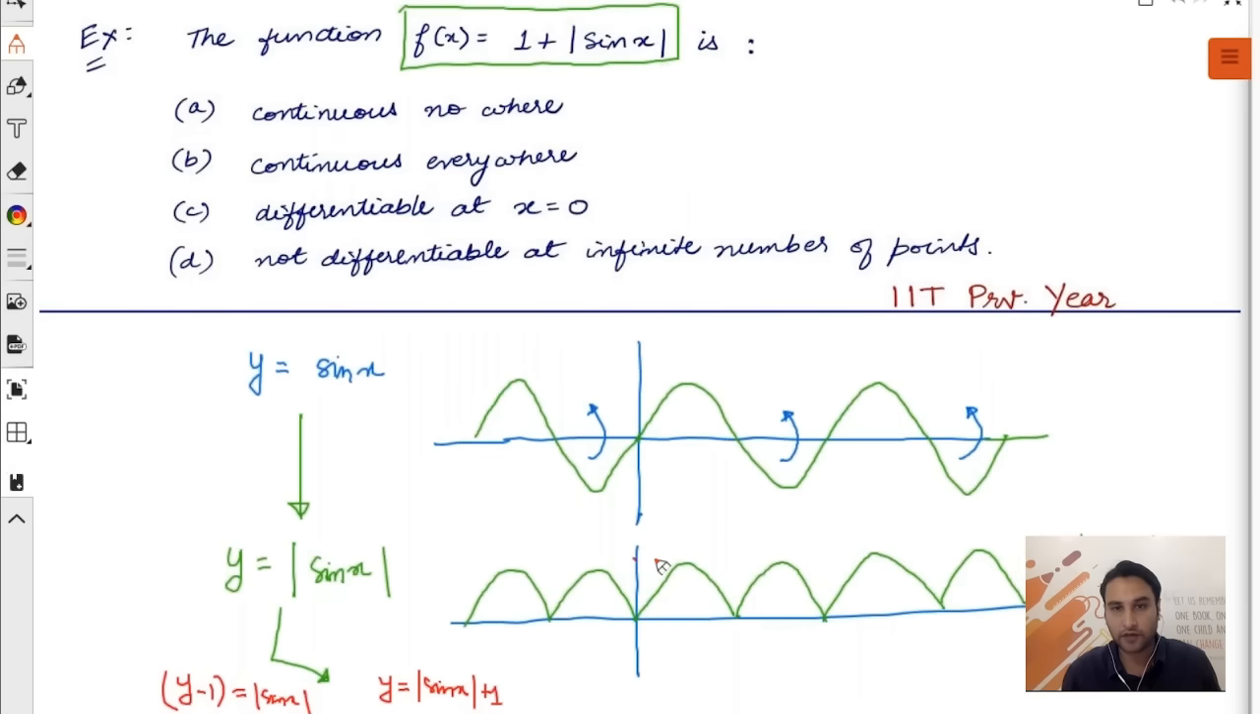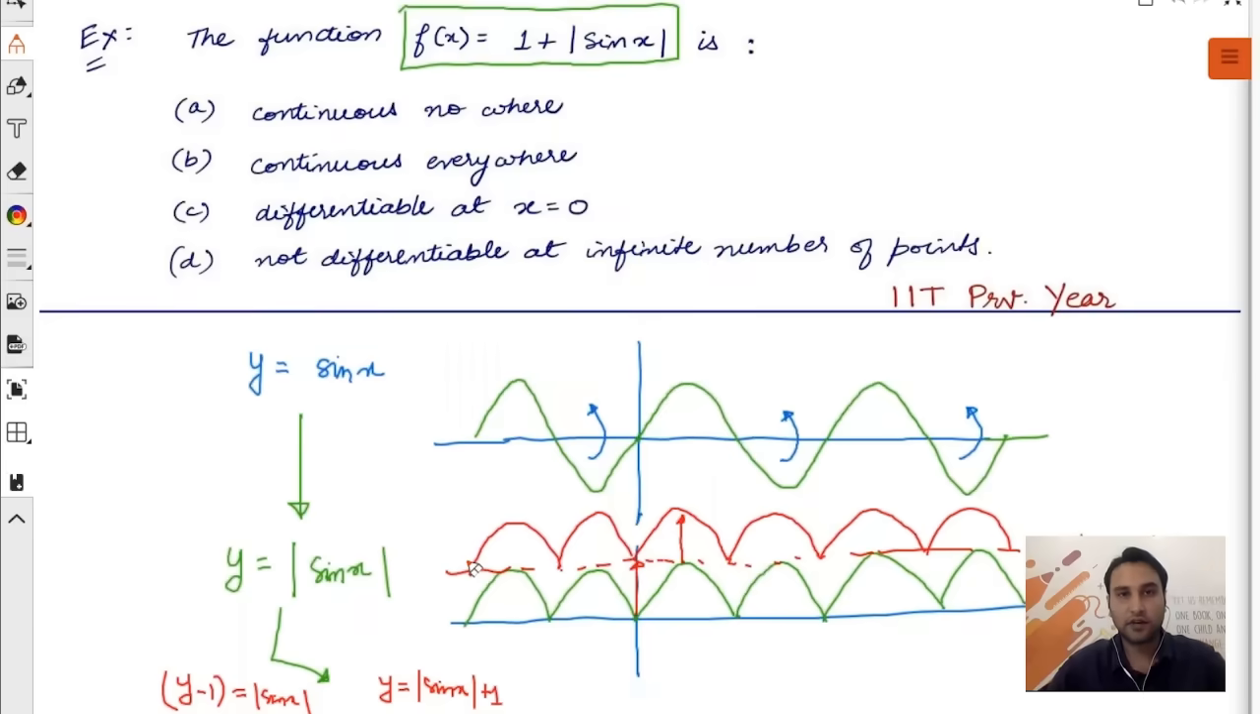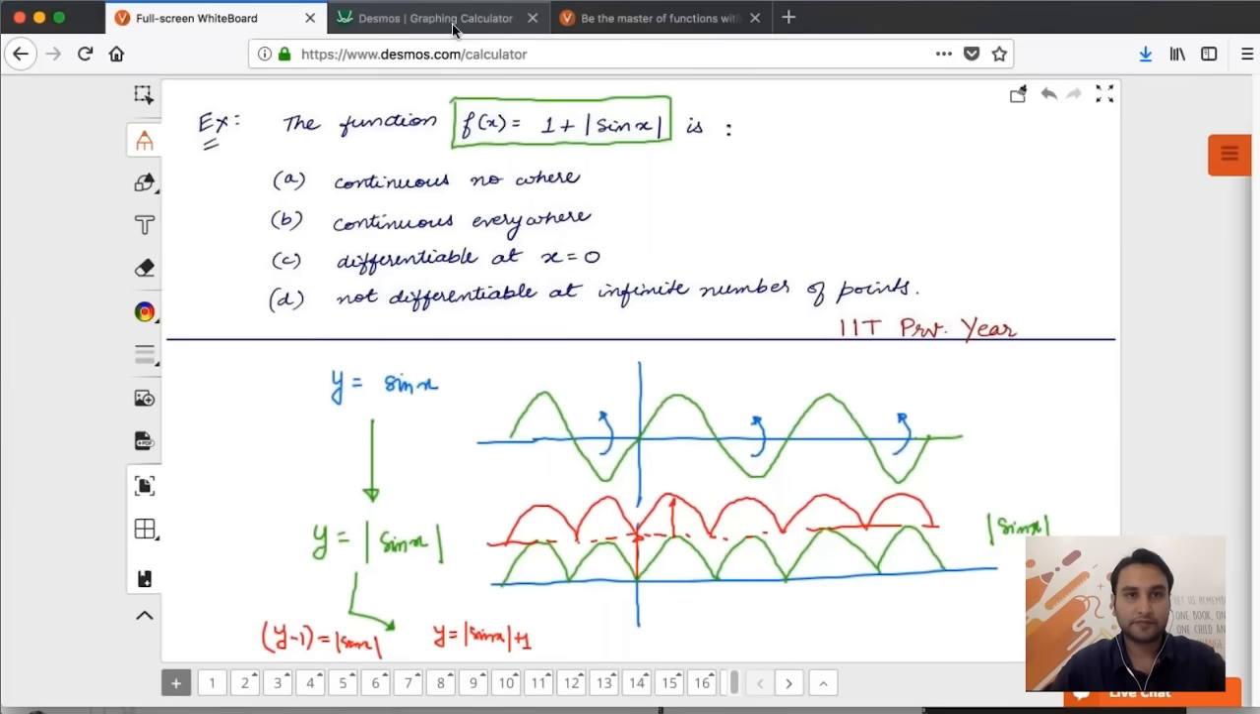So how will your graph look? This entire green graph, which is mod sin x, will now shift up by 1. All the points will have shifted up by 1. How will the graph look? That's it. This red graph is your required graph. Okay? Shall I show it once again? I'll quickly show you once again.